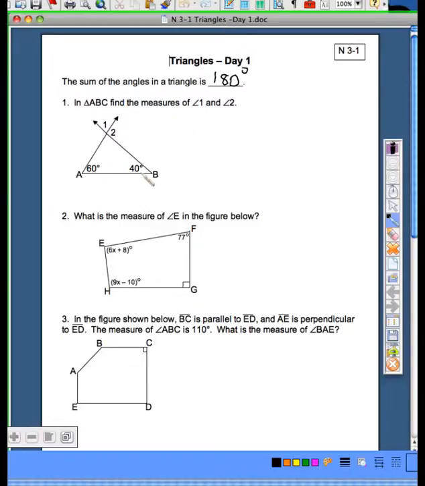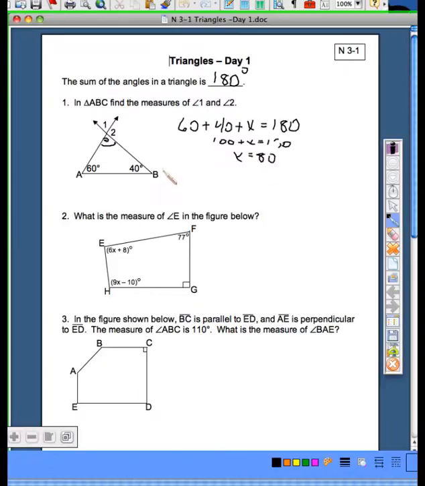In triangle ABC, find the measures of angle 1 and angle 2. Well, knowing that the sum of the angles in a triangle is 180, we can find out what this angle is. We'll call it angle theta. So 60 plus 40 plus x is equal to 180. So that's 100 plus x equals 180. And so x is equal to 80.